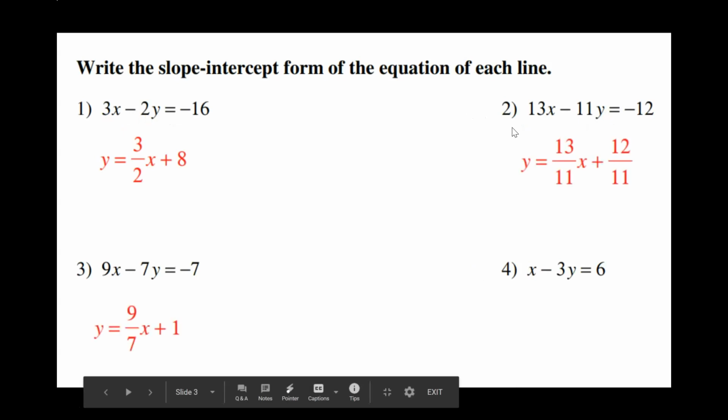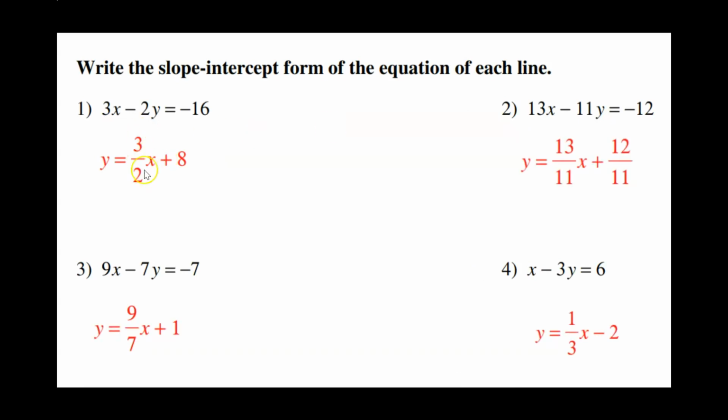So here are the answers for this one. A lot of you have the x in the back. It's not really a big deal, but just to have it in slope intercept form, you want to have y equals mx plus b. So the mx goes in front.